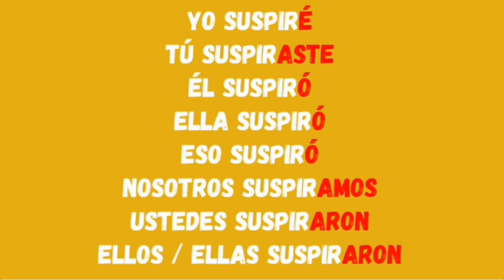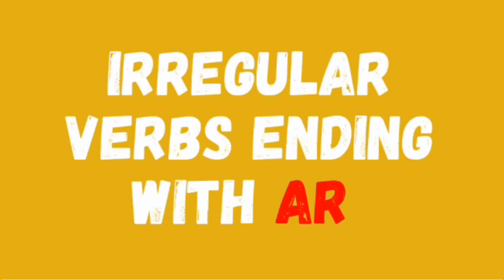All right, so that's all about regular verbs. And now let's see irregular verbs ending with AR. Why are they irregular? Because the ending sometimes is not the same, and also the beginning sometimes is not the same. So pay attention to these irregular verbs. Let's start with the first one.